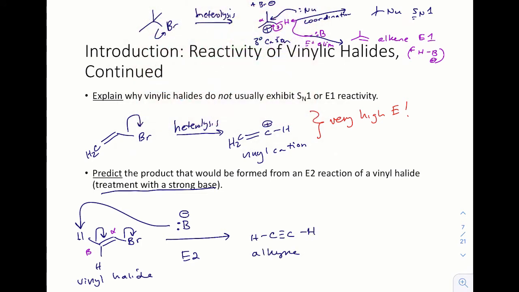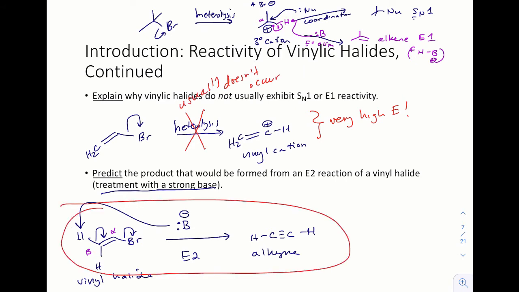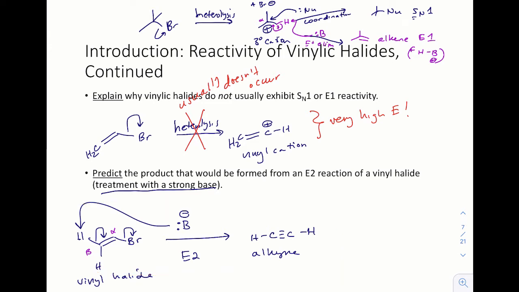Since this particular alkyne is a terminal alkyne, it might continue to react with the base, but we're not worried about that in this scenario. We're just worried about the reactivity of the vinyl halides. So vinyl halides do exhibit E2 reactivity. They rarely exhibit SN1/E1 because this is such a high energy intermediate. The activation barrier is very high to form it.